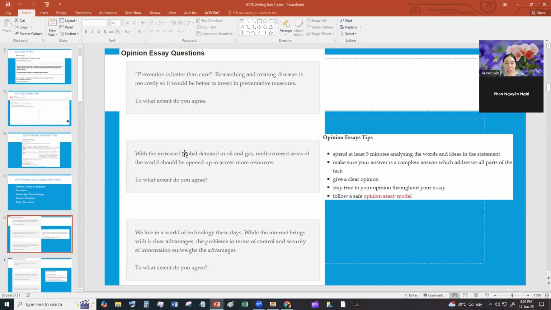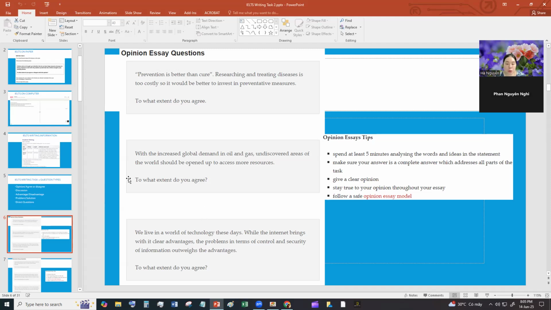With increased global demand in oil and gas, undiscovered areas of the world should be opened up to access more resources. To what extent do you agree? We live in a world of technology these days. While the internet brings with it clear advantages, the problems in terms of control and security of information outweigh the advantages. To what extent do you agree? So you see, there are some kind of views, and you must express your own opinion about it.